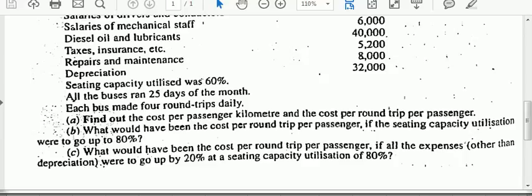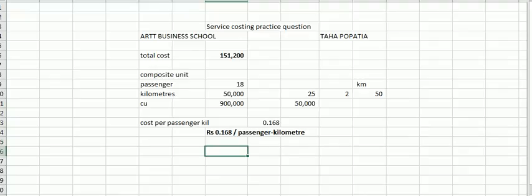Part A further says calculate the cost per round trip per passenger. What if a passenger travels a round trip, going from town A to B and returning? There is only one passenger for whom we are calculating the cost, and a round trip will have 50 kilometers. So it will cost him 0.168 multiplied by 50, which is equivalent to 8.4 rupees. This is also the answer to part A.